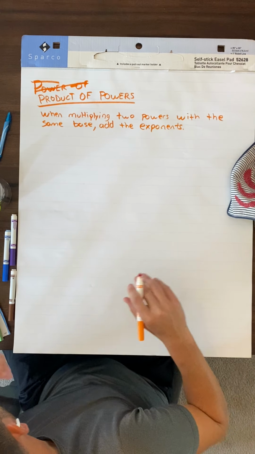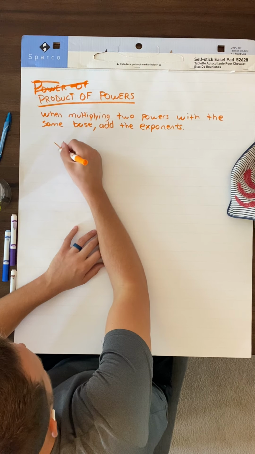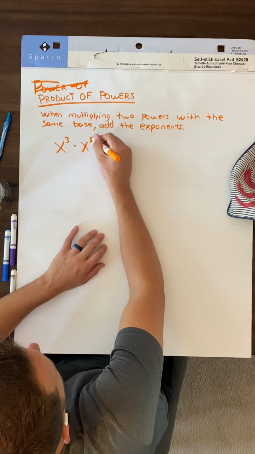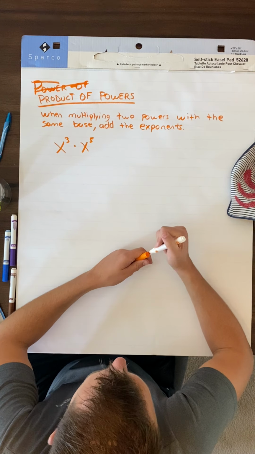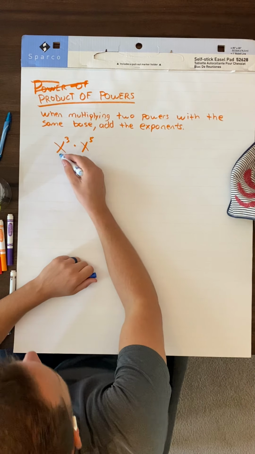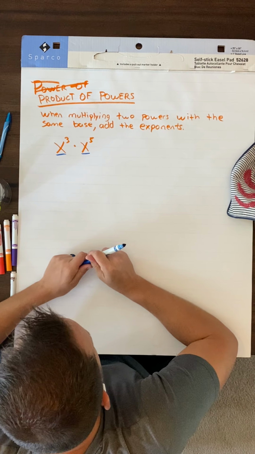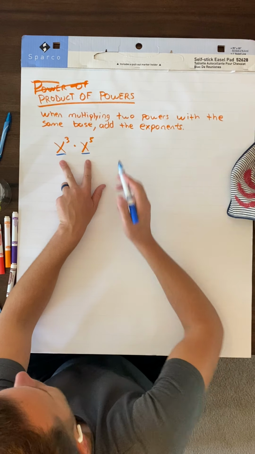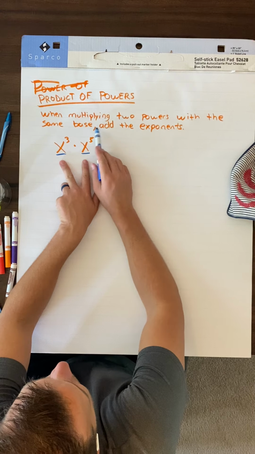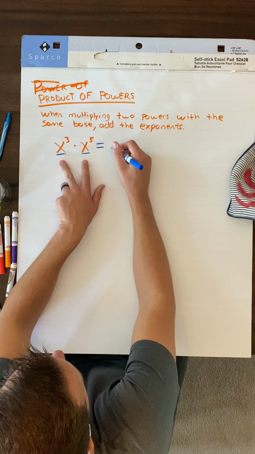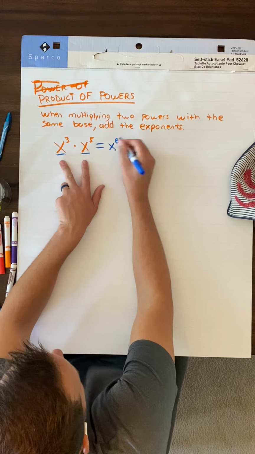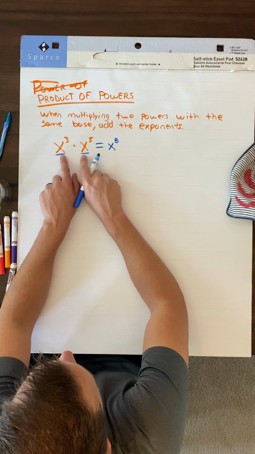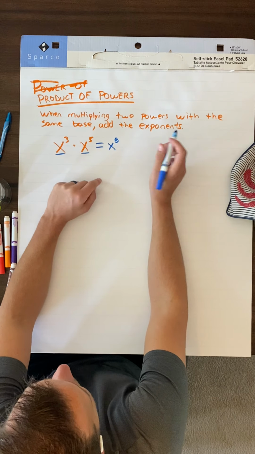For example, x to the third power times x to the fifth power. All right, so this is the base right here. Base is the number. Are the bases the same? You can see they're both x, so they're the same. So what are we gonna do with our exponents? Add the exponents. So this equals x to the 8th power. When multiplying two powers with the same base, add the exponents, 3 plus 5.